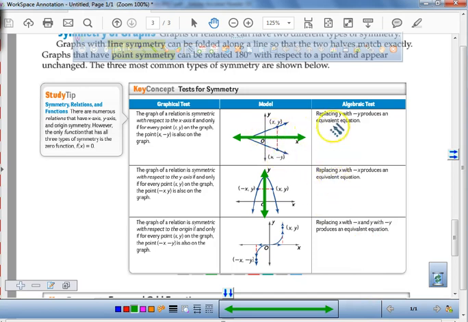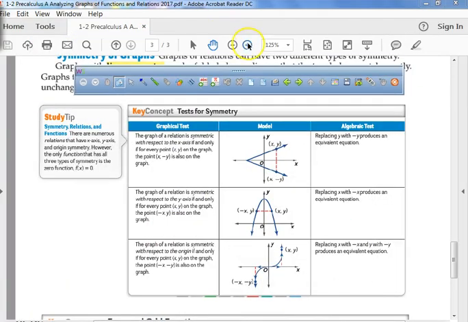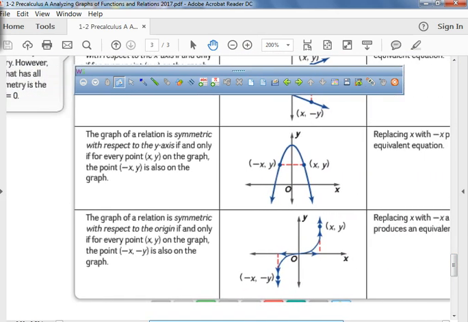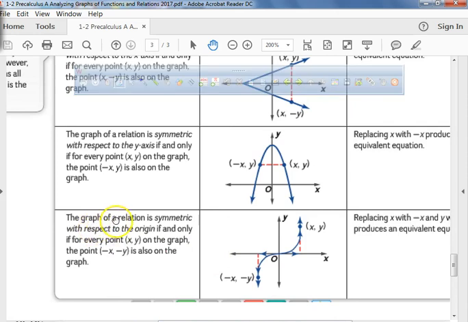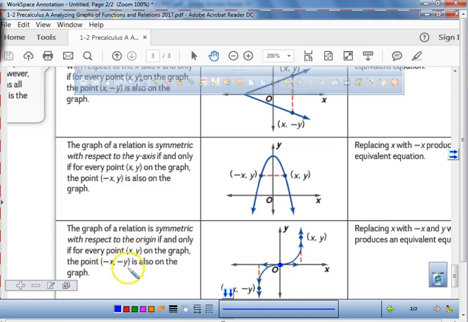So what type of symmetry are the first two graphs in your journal? That's line symmetry. Okay. Now, the next one that you're going to be talking about is what's called point symmetry. Right here. It says the graph of a relation is symmetric with respect to the origin. And by the way, the origin is known as a point right here. If and only if, for every point (x, y) on the graph, there is a point (negative x, negative y) also on the graph.